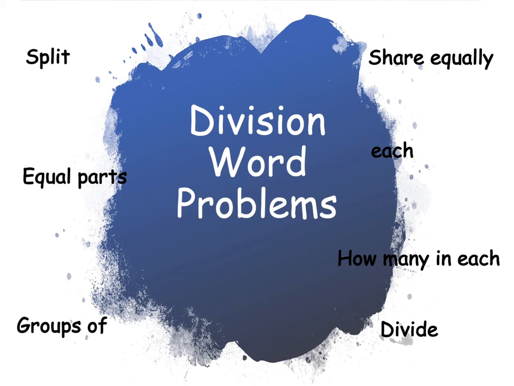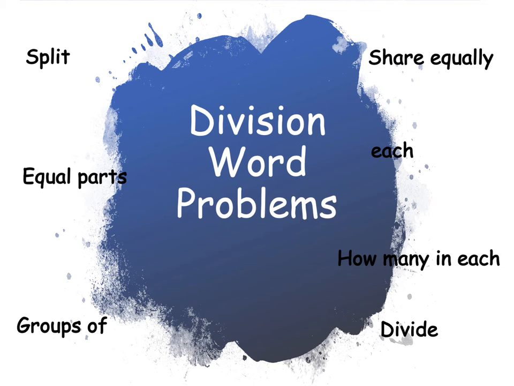So today we are going to be having a look at division word problems. We're following on from our lesson yesterday on solving division number sentences. What I've done is I've put some words up on the board to show you what we're looking for when reading word problems that will show us division. These are our division keywords: split, share equally, equal parts, each, groups of, how many in each, and divide. So when we see those, we know that we're going to be dividing.